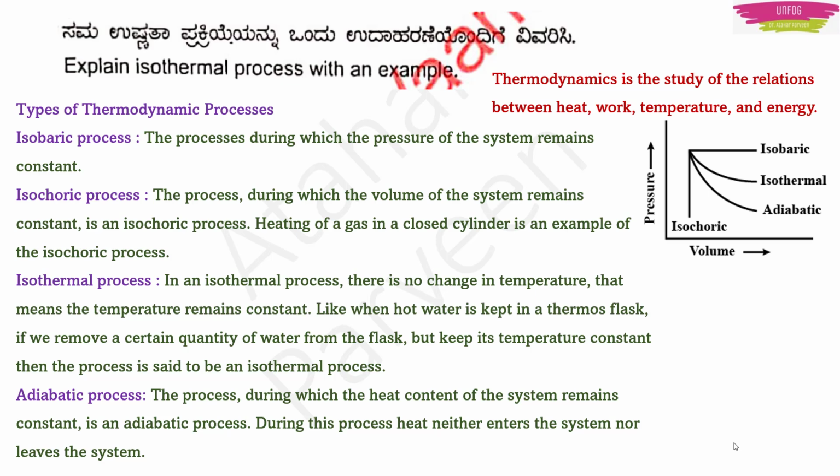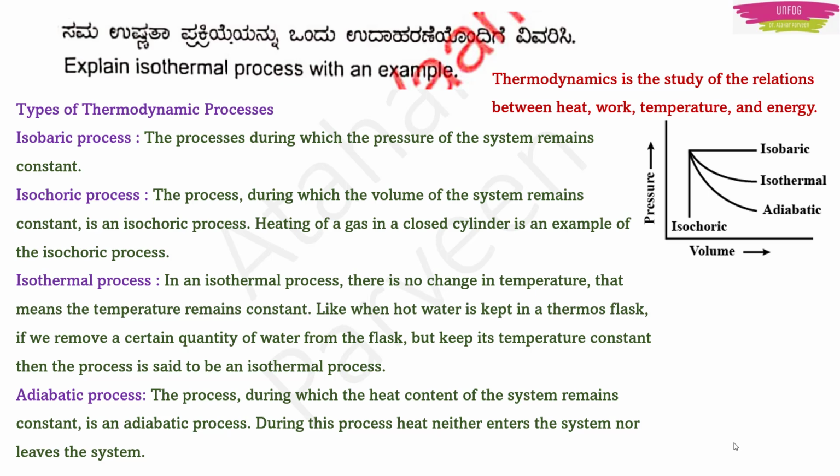Anyway, thermodynamics means it is the study of relations between heat, work, temperature and energy. That's all. There are 4 important thermodynamic processes. One is isobaric, second is isochoric, third is isothermal, fourth is adiabatic. Iso means same. Baric means pressure. So isobaric means this is a process during which the pressure of the system remains constant.